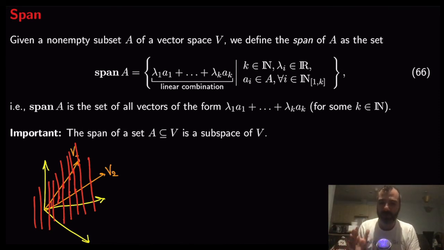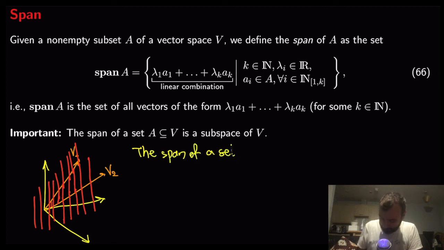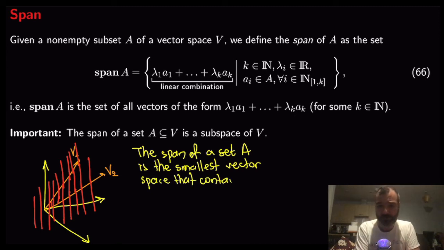In other words, it is the smallest vector space that contains my vectors. So maybe this is worth taking a moment to write down. The span of a set A is the smallest vector space that contains A. And let's take a moment to elaborate on that a little more.